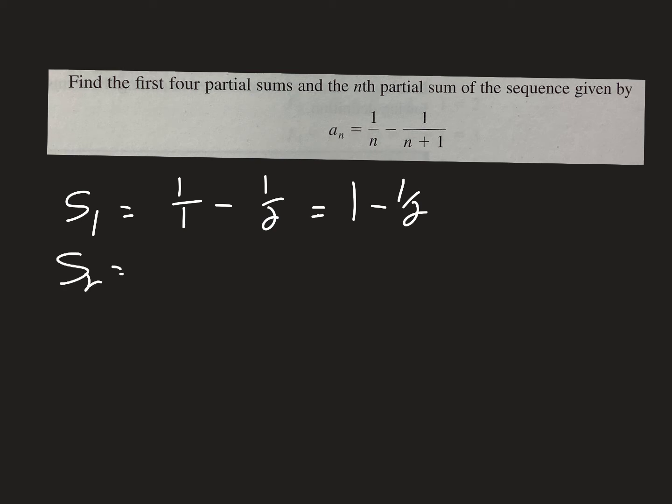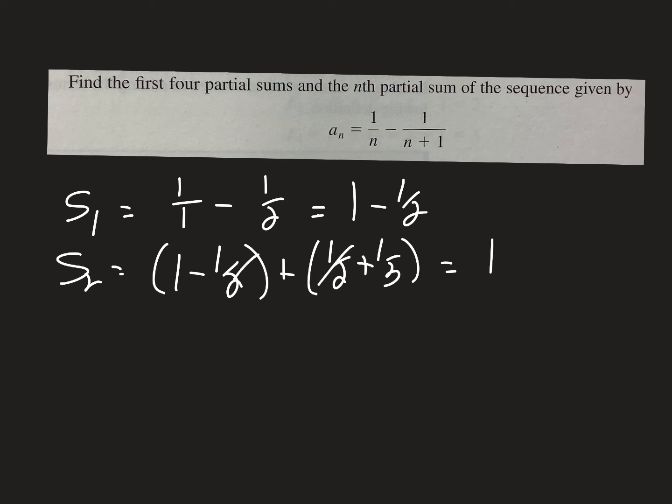The second sum would be the first term plus the second term, which should be 1 minus 1/2 plus 1/2 minus 1/3. Now look at that. What's going to happen there? The 1/2s are going to cancel, so I get 1 minus 1/3. Sorry, I forgot the sign there.